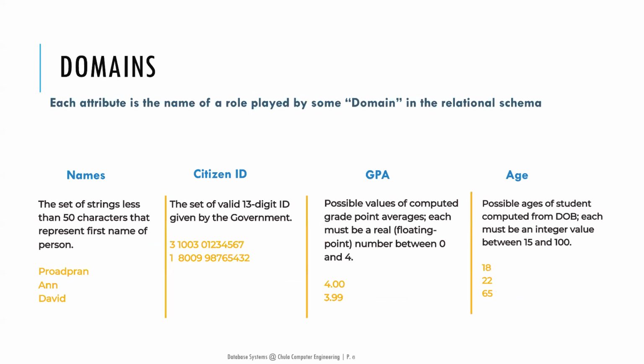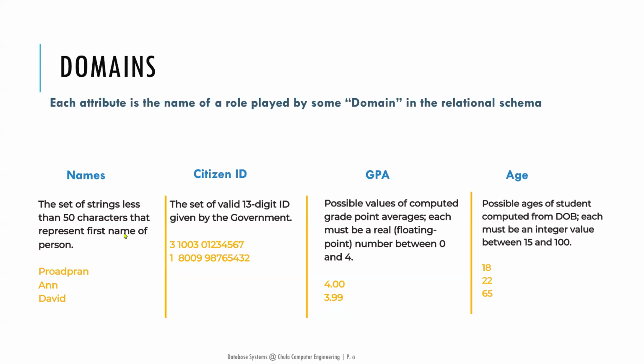Now, another thing that I need to talk about for the structure or the relation schema is that each of the attributes must have a domain. All right. So what does domain mean? Domain means that it's a particular characteristic that each of the attributes must obey. For example, I could say that the domain of names is a set of strings less than 50 characters, because somebody might have a very, very long name. So I said a set of strings less than 50 characters that represent the first name of a person.